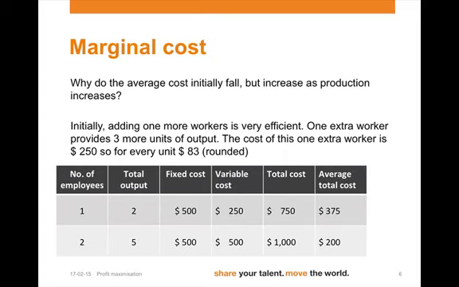But please notice that by adding 1 more worker, the total output increases by 3, whereas the total cost only increased by 250. That means that the marginal cost of producing 1 more unit of output is 250 divided by 3, which is 83.